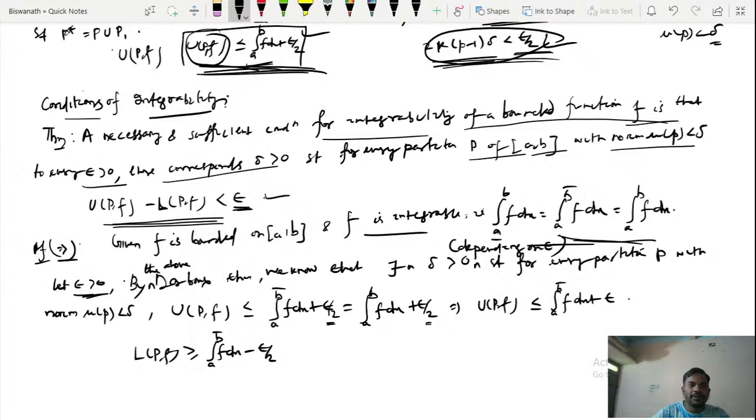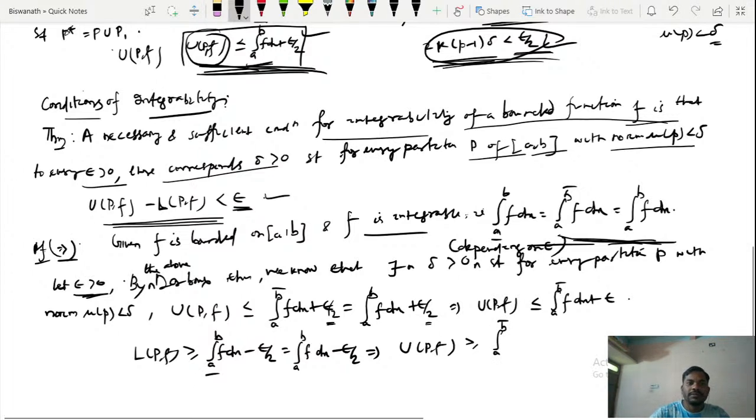Sorry, this is the lower Darboux integral. The lower Darboux integral of f dx is greater than or equal to the lower Darboux integral of f dx minus epsilon by 2, since the lower Darboux integral is equal to the integral, since it is integrable. So we can write this as the integral from a to b of f dx minus epsilon by 2. That means your LPF is greater than or equal to the integral of f dx minus epsilon by 2.